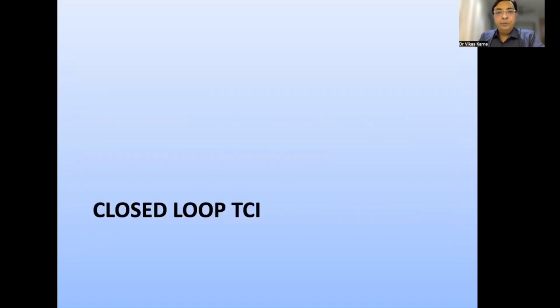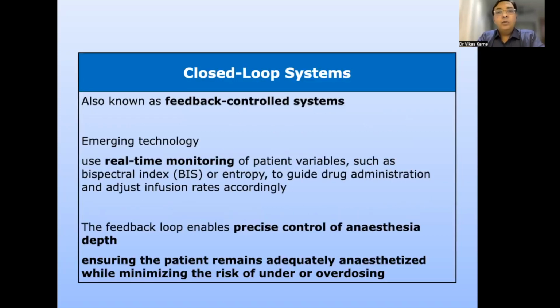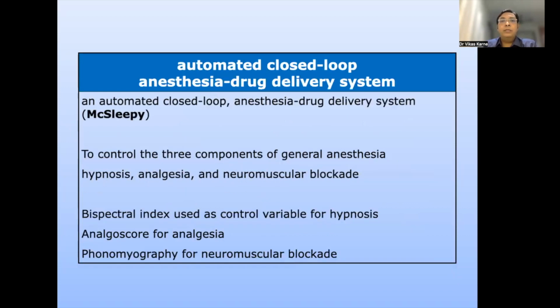Coming to the closed loop TCI, it is also known as a feedback control system. It is an emerging technology where we use real-time monitoring in terms of BIS or entropy. So it ensures precise control of anesthesia. It's a direct feedback system. Human interference is minimized. And it ensures the patient remains adequately anesthetized while minimizing the risk of underdosing or overdosing.